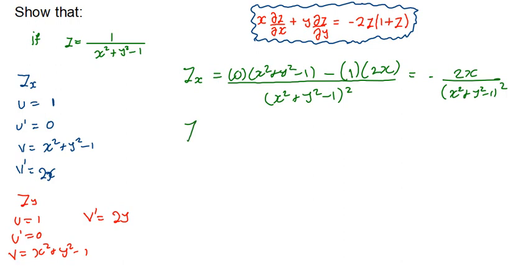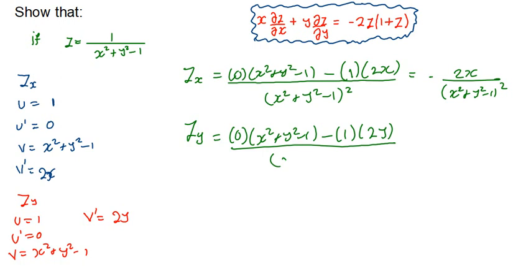Okay, so what about my partial derivative with respect to y? How is it going to be? I'm still going to multiply my u prime by my v, of which my u prime is a 0. My v is x squared plus y squared minus 1. I'm going to subtract u times v prime. Our v prime is 2y in this case, so we divide by v squared. So that's x squared plus y squared minus 1, squared, giving us minus 2y divided by x squared plus y squared minus 1, squared.